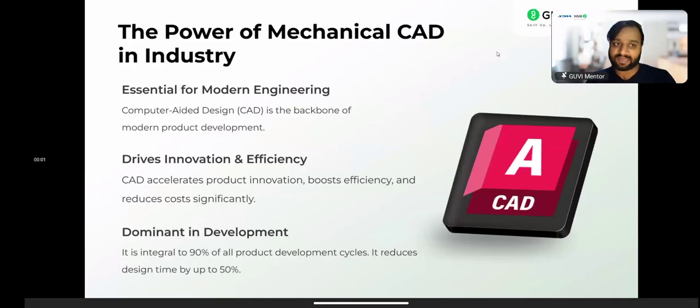You can see the power of mechanical CAD in the industry. So can you write down in the chat box which software you have used? Okay, there are plenty of software in the market. For example, Fusion 360 is there, SolidWorks is there, AutoCAD is there, CATIA is there.